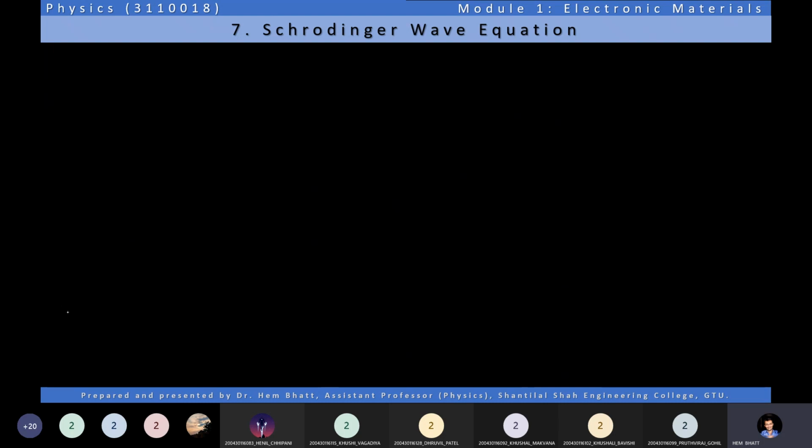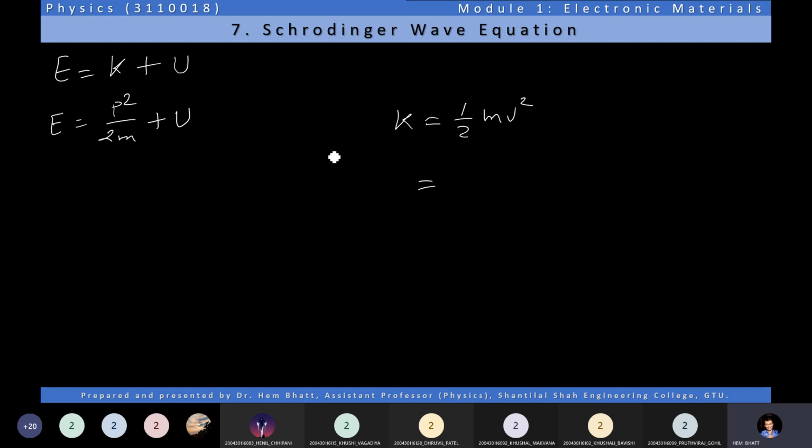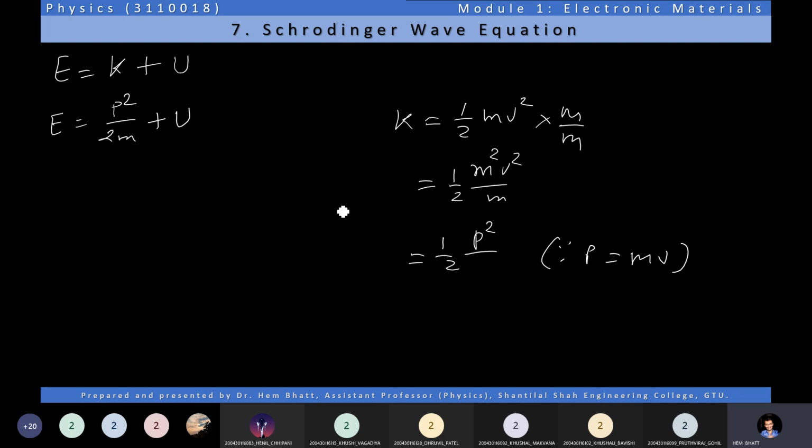So consider that there is a particle with total energy E, and its kinetic energy is K and potential energy is U. Can I write this as P square by 2m plus U? આવી રીતે લખાય કે નહીં? Because K is half mv square. અને જો આને હું m થી ગુણી અને m થી ભાગી નાખું તો શું થાય? I will get m square v square by m, and we know that P is equal to mv. Momentum is mass into velocity, so it is p square by 2m, right? P square by m, sorry, 2 is mentioned.